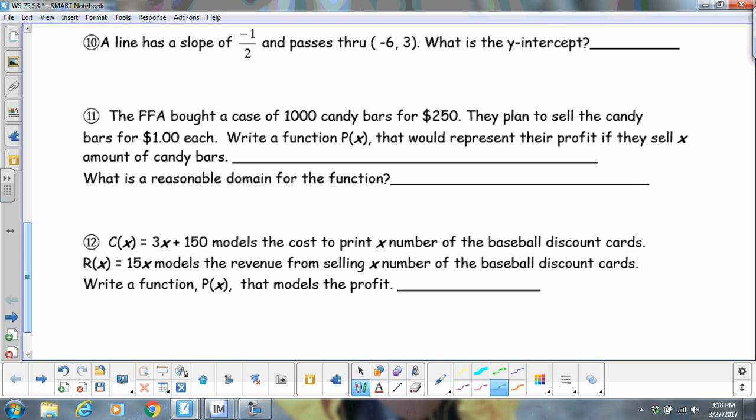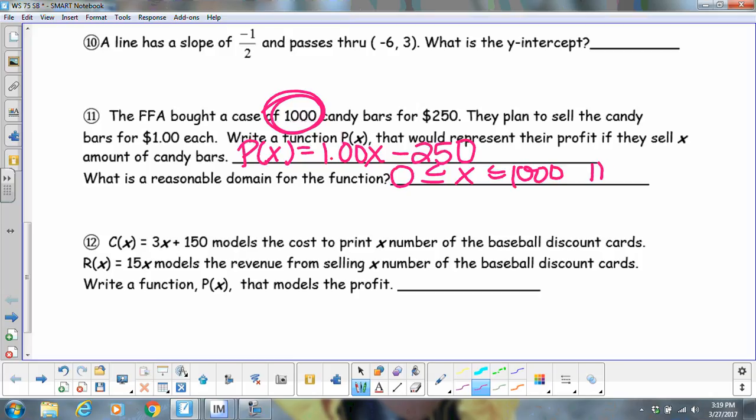All right, and then number 11 and 12 are our problems about profit and our domain. Okay, for number 11, they wanted you to write a function. Okay, so remember profit equals revenue. Revenue is what you bring in, so they're $1 each. Okay, minus how much you paid, which was our $2.50. So reasonable domain, remember they're selling 1,000 candy bars, so it's going to be from 0 all the way to 1,000, but we need to have that they are integers.